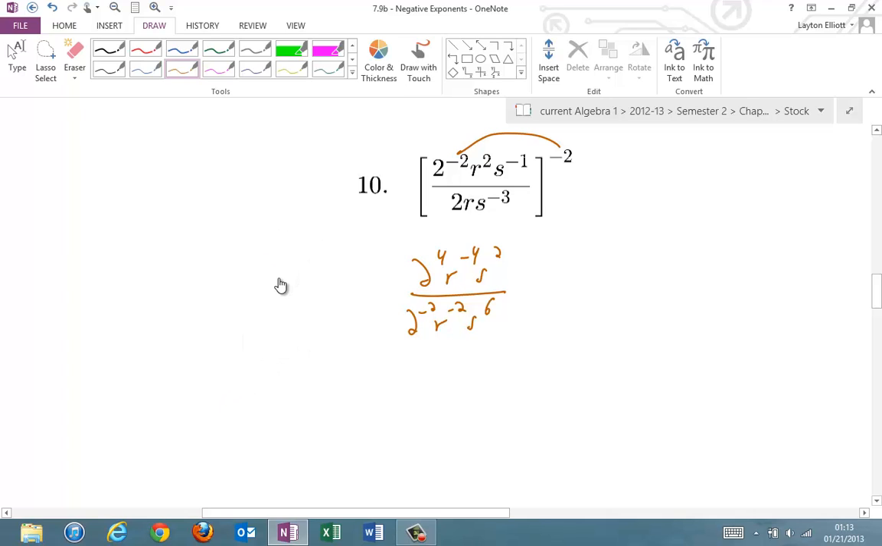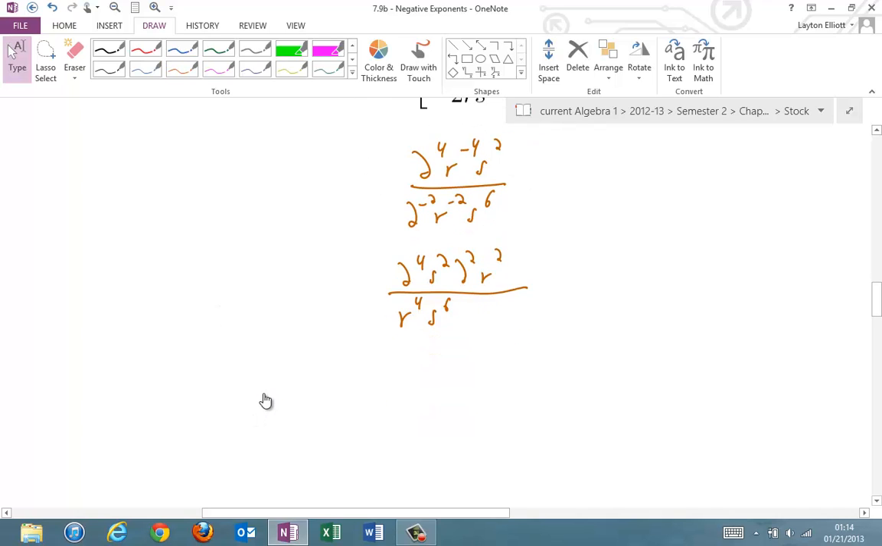Now we're going to see what gets to flip around. The 2 to the 4th stays, the r to the 4th goes down, the s squared stays. Now let's start reading the denominator. The 2 squared flips up, the r squared flips up, and the s to the 6th stays down.